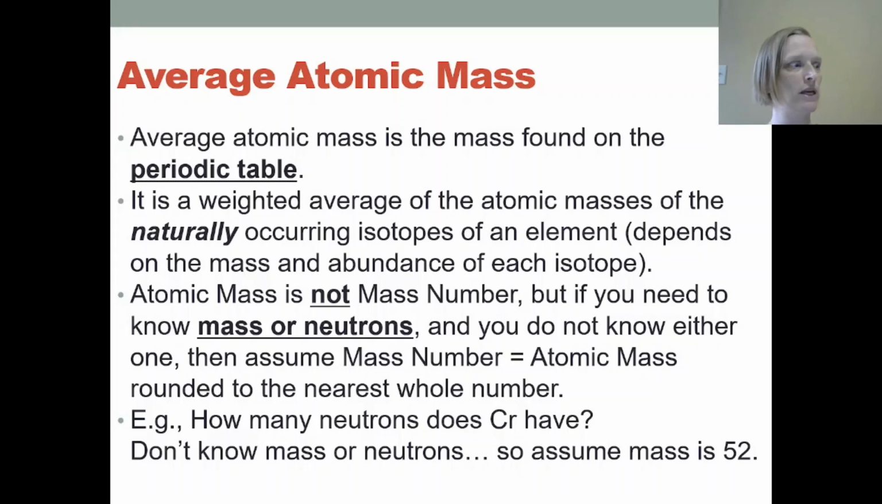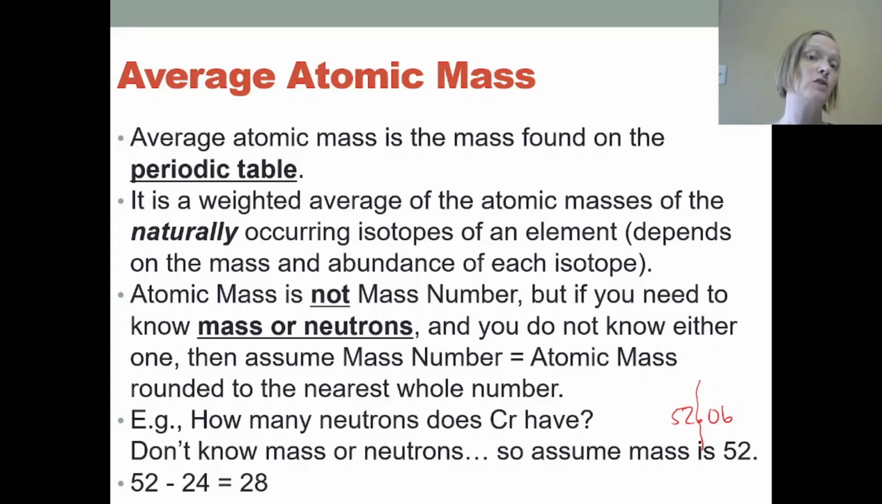even have to do much rounding here. We're just going to assume that the mass is 52. We're going to take that number and round it off to the nearest whole number. So even if it had said 52.06, we wouldn't use 52.06. We would round it off to the nearest whole number. Because this number is 0, it doesn't do anything to the 2. We'll just say the mass is 52.